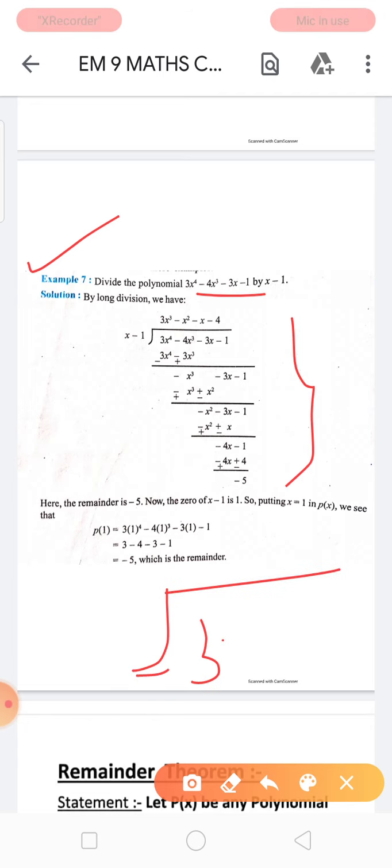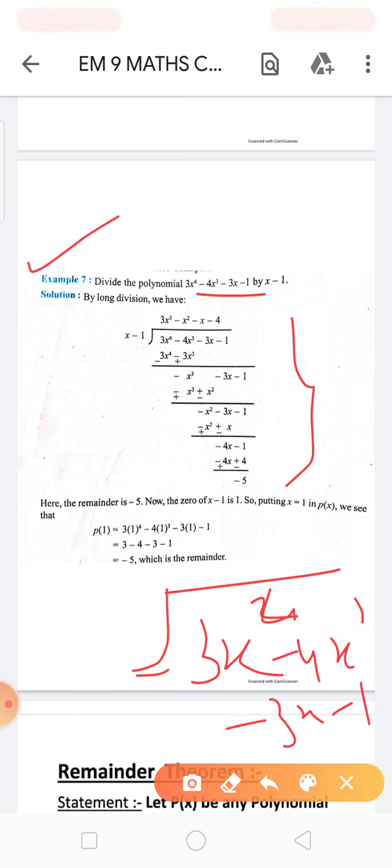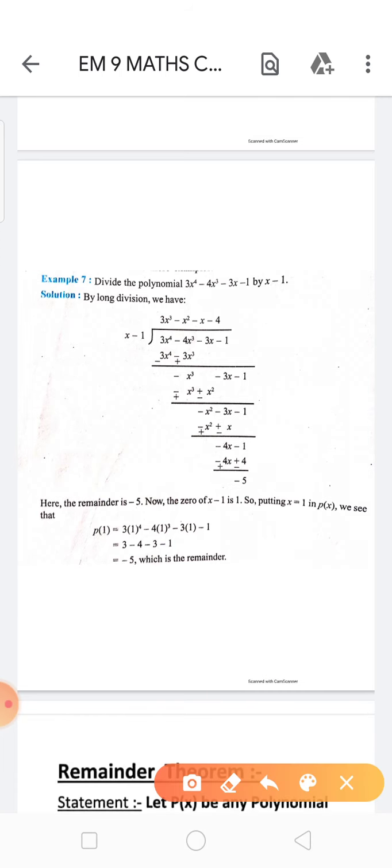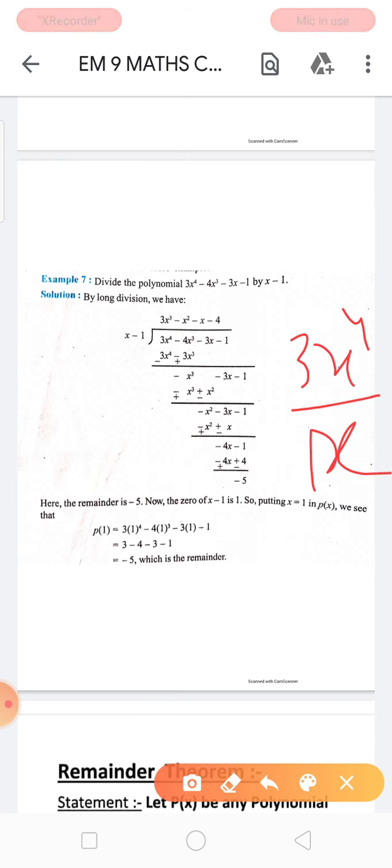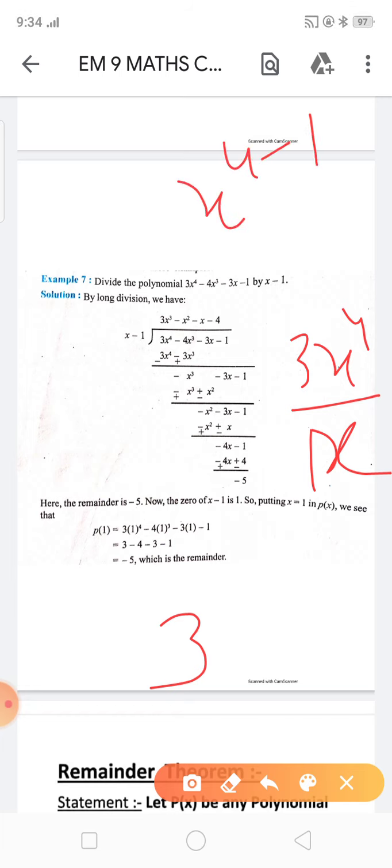First we write our dividend in the root, 3x raised to 4 minus 4x cube minus 3x minus 1, and the divisor x minus 1. Writing this, we compare the first term. The first term in the dividend is 3x raised to 4, and in the divisor the first term is x. So first we divide. The coefficient is 1, so 3 divided by 1 means our quotient number is 3, and x raised to 4 upon x means x raised to 4 minus 1, in division the power is subtracted. 4 minus 1, we get x raised to 3. It is our first quotient term.